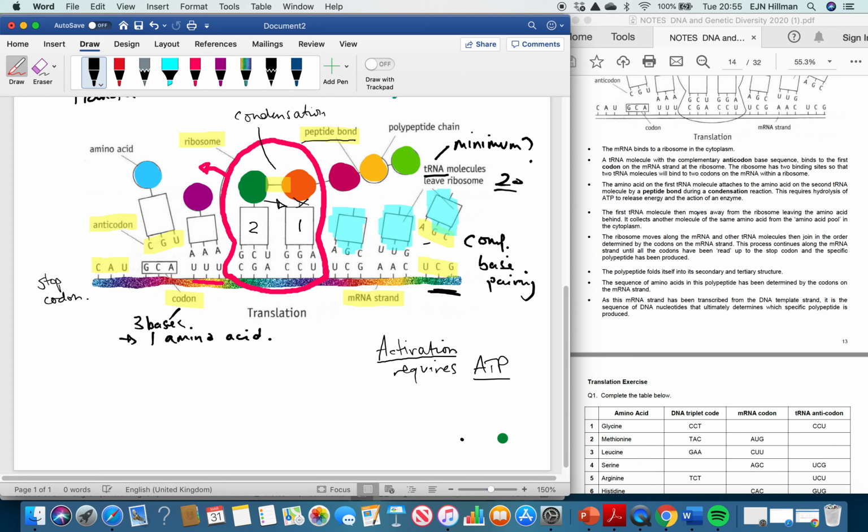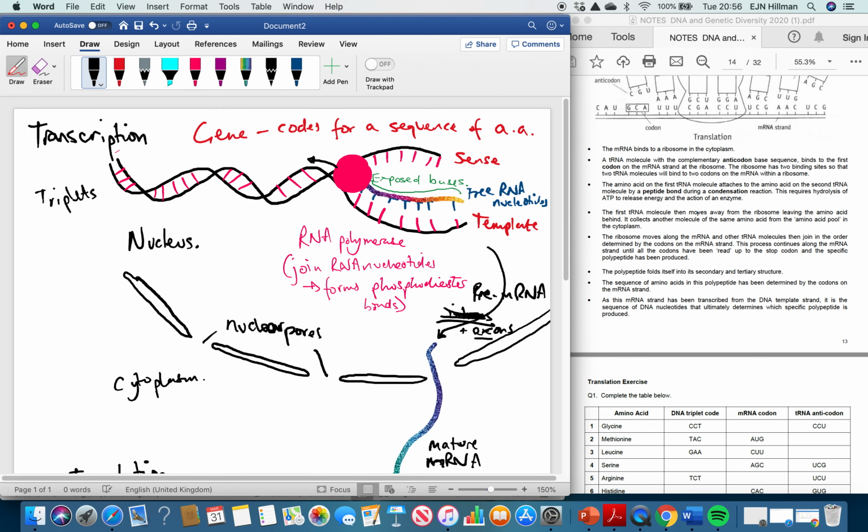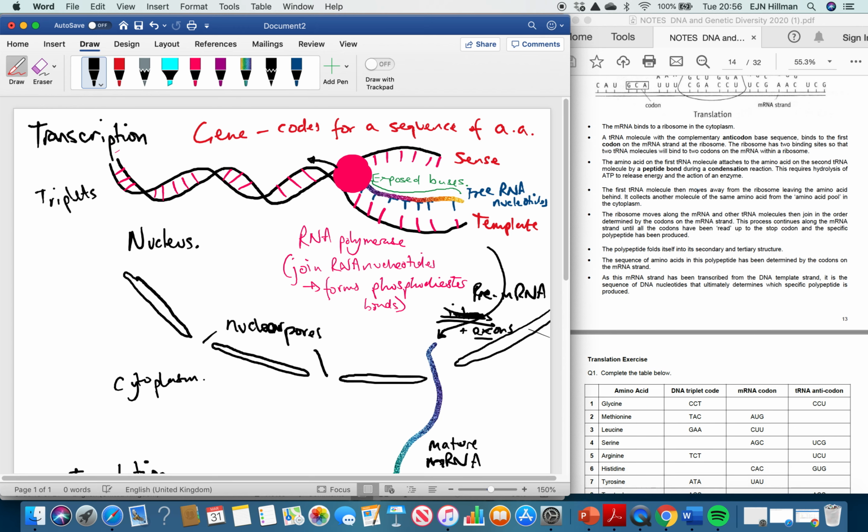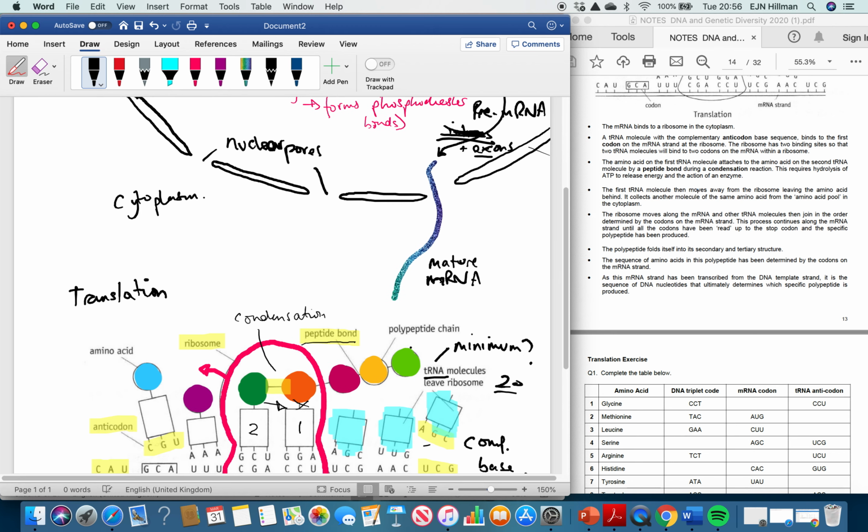All of that will be determined by the sequence of amino acids. So obviously the sequence of amino acids determines the bonding: the hydrogen bonds, ionic bonds, disulfide bonds, etc. in the tertiary structure, and the hydrogen bonds in the secondary structure. And that sequence of amino acids is determined by the codons on the mRNA, and we also know that the codons on the mRNA are determined by the triplets present on the DNA. So ultimately it is the DNA that determines which specific polypeptide is produced.